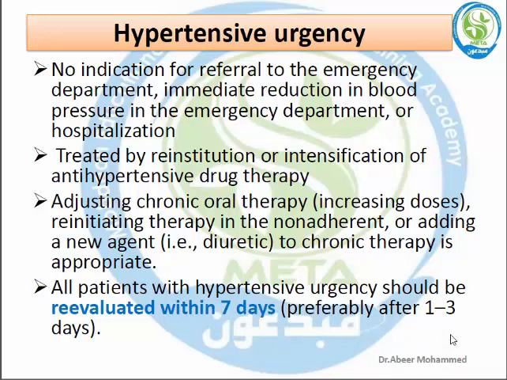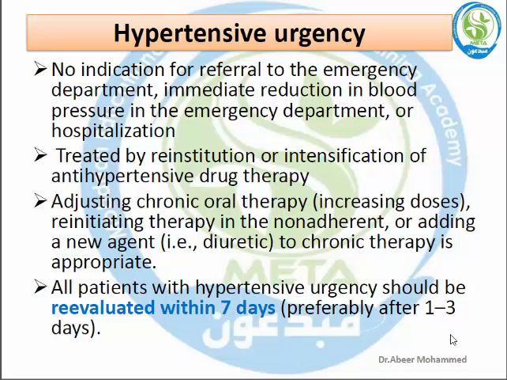We just need to know that hypertensive crisis is divided into two sections: either hypertensive emergency, in which the blood pressure is elevated plus organ damage, or hypertensive urgency, where there is an increase in blood pressure without organ damage. In hypertensive emergency we need to decrease the blood pressure immediately, within hours, and admit the patient to the ICU. In hypertensive urgency, no need for admission and no need to decrease blood pressure immediately. It may be reduced within days, probably 1 to 3 days, or even 7 days.